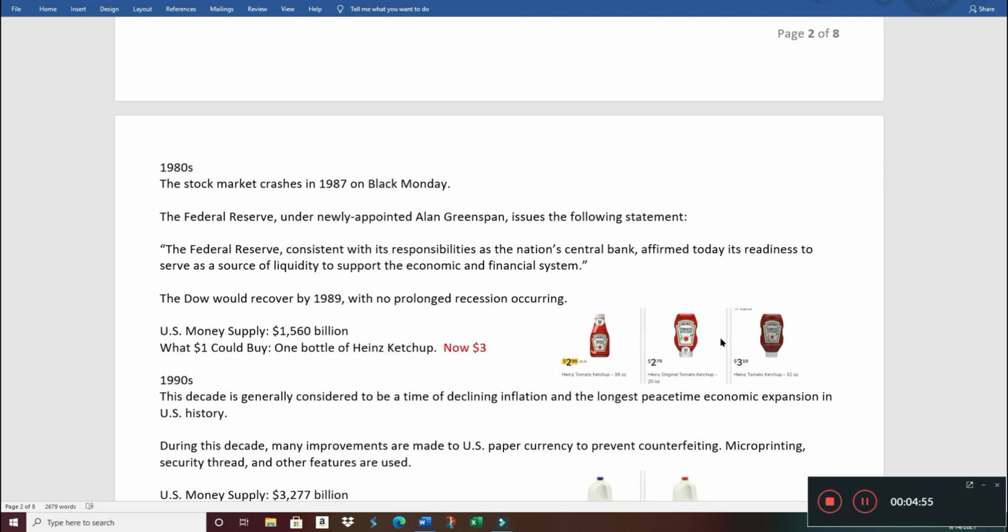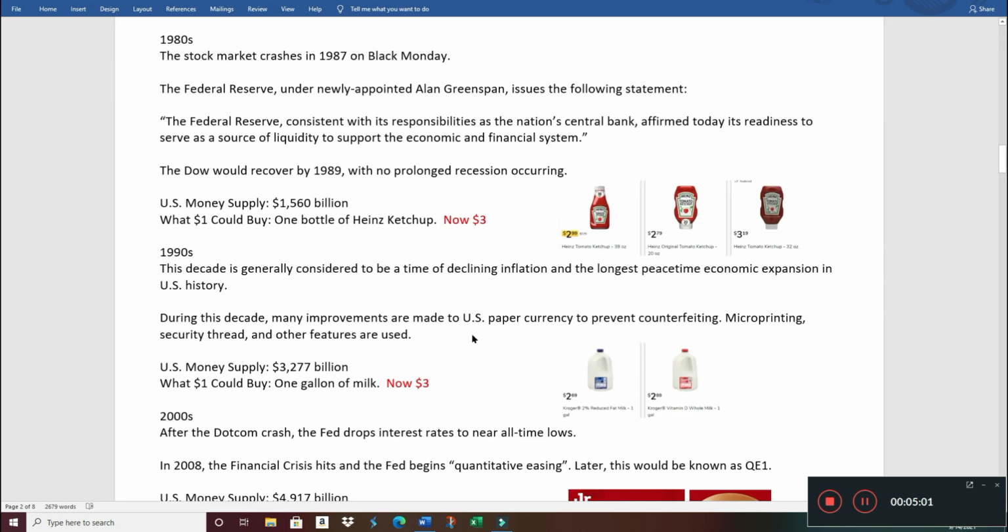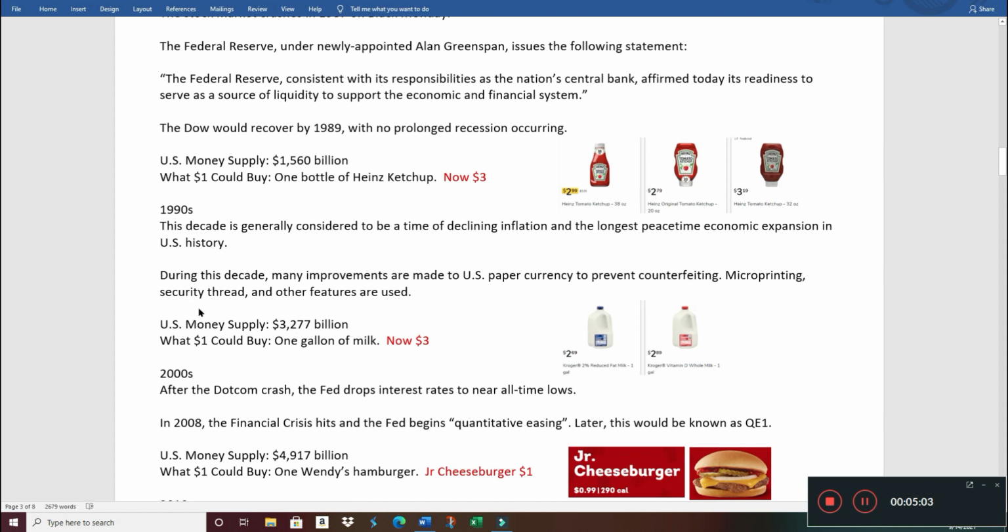These are all the sizes we have today, and I couldn't even find a 16 ounce one, but I'm just going to assume it's like a 3 times increase. U.S. money supply in the 1990s, we went to 3.3 trillion. So you can see we doubled in a decade. And a dollar could buy a gallon of milk.